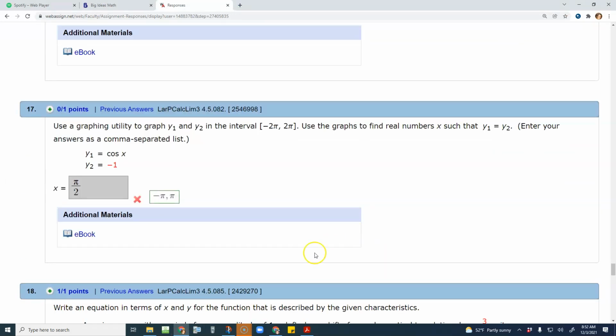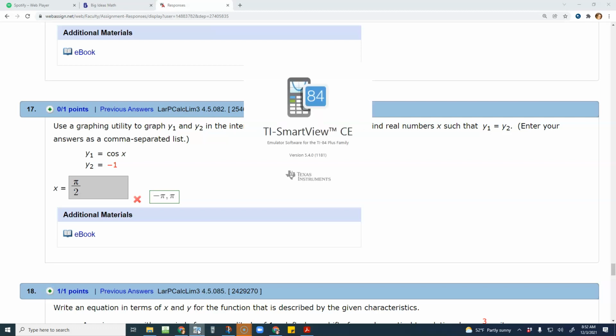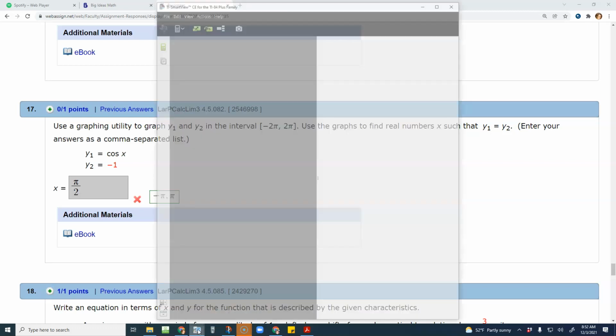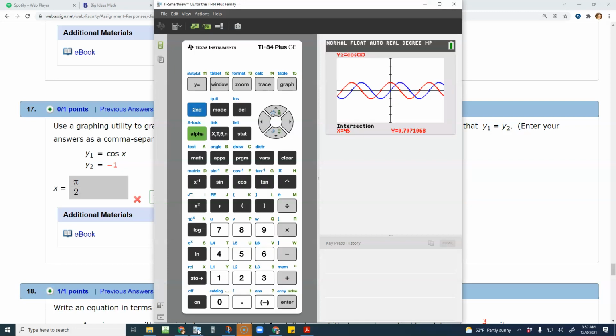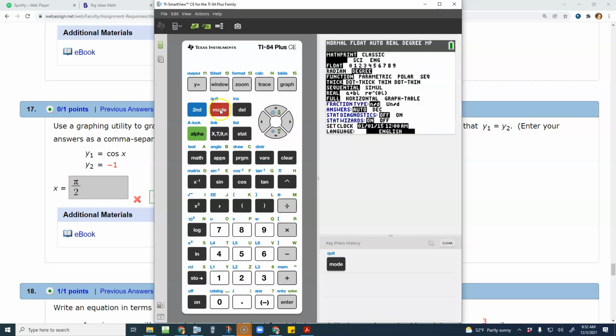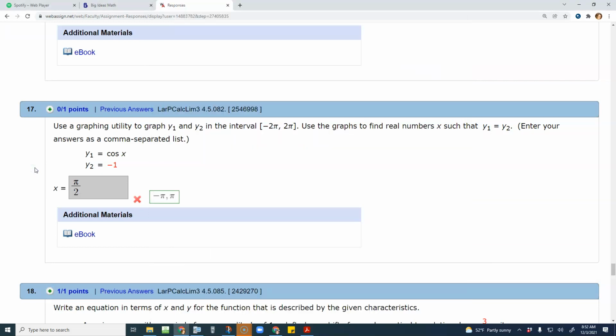Oh, it's a calculator. P.S. Watch the mode. It should be radians. If you're in degrees, nothing is going to look right. But it just depends, right? Look, they tell you radians without telling you radians.